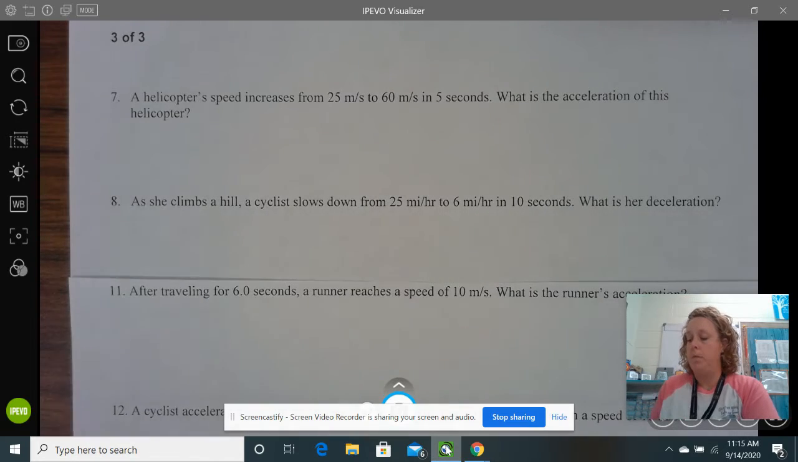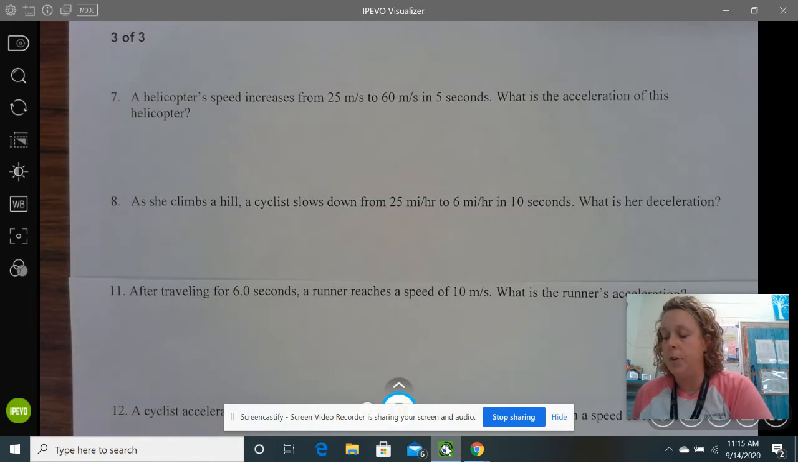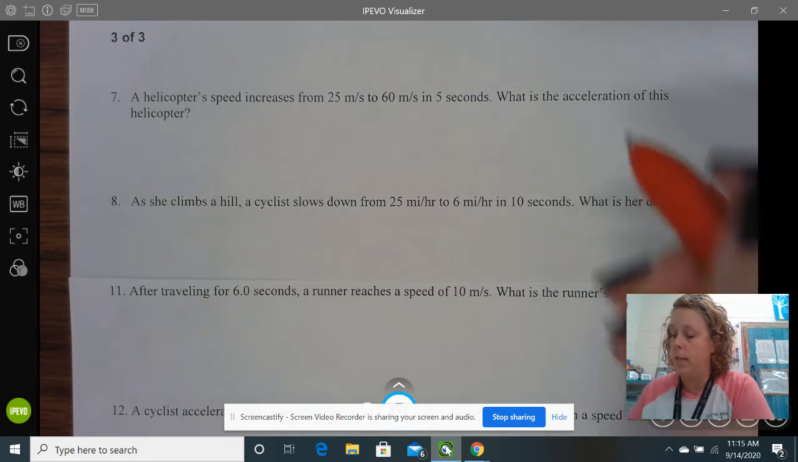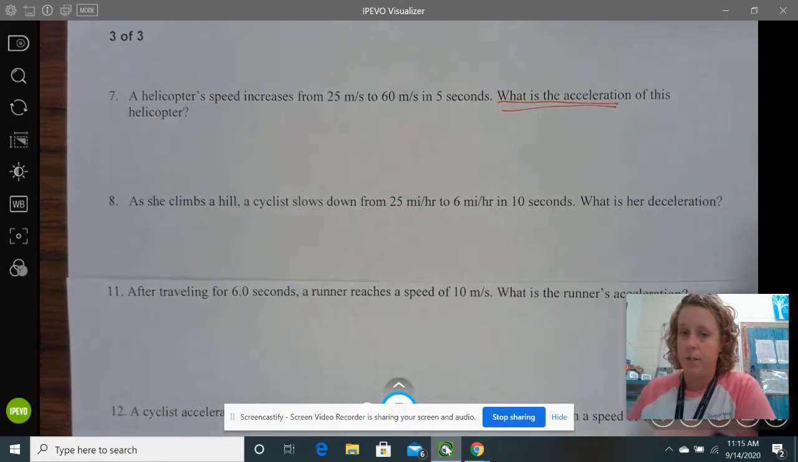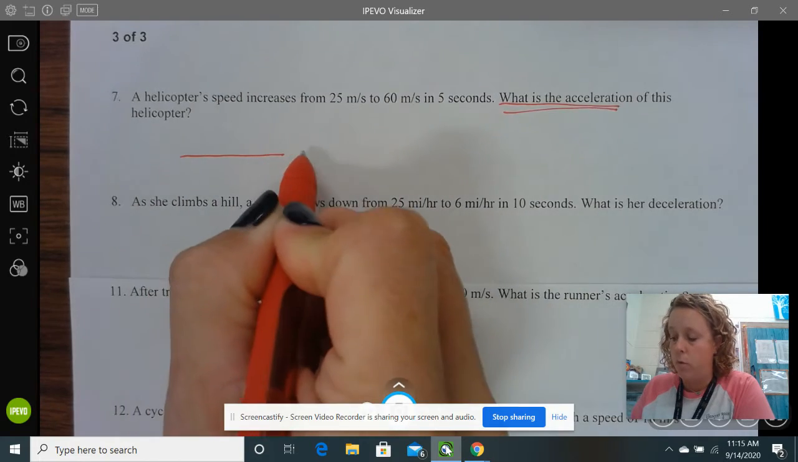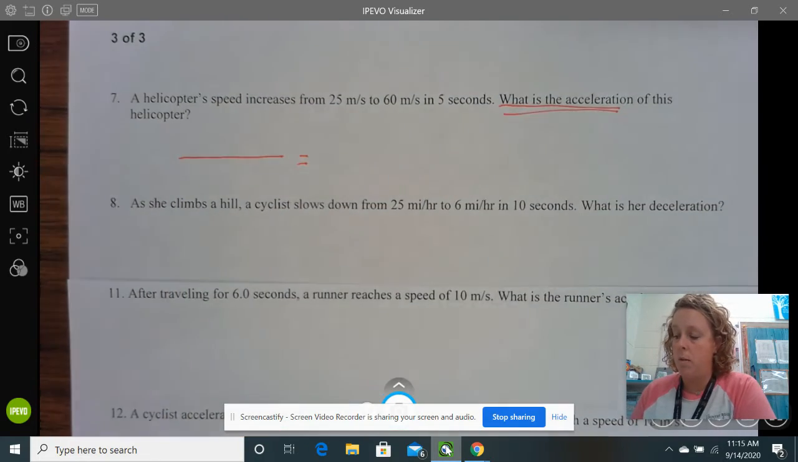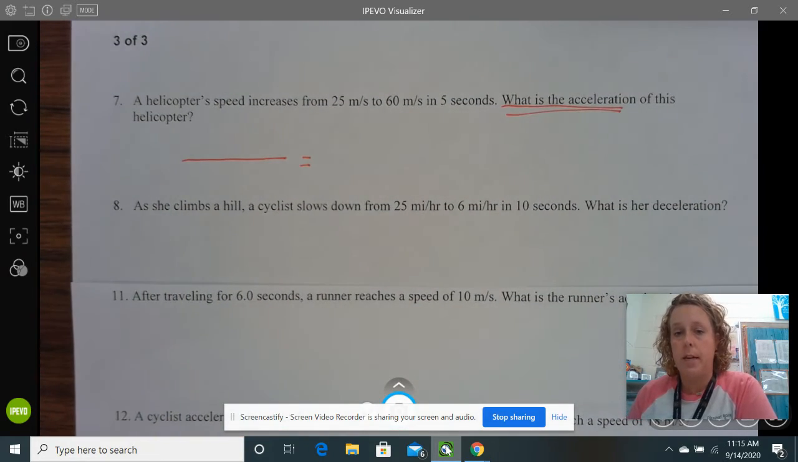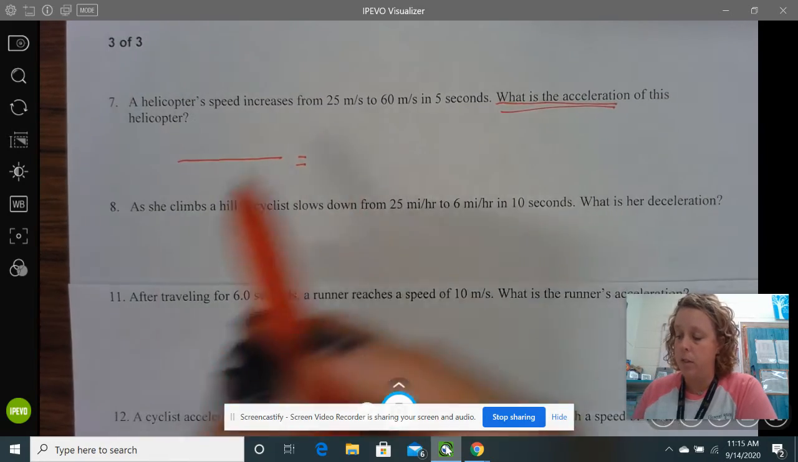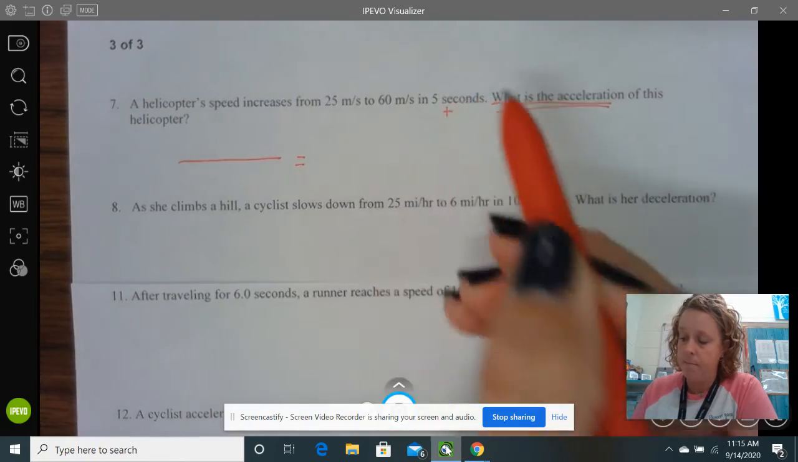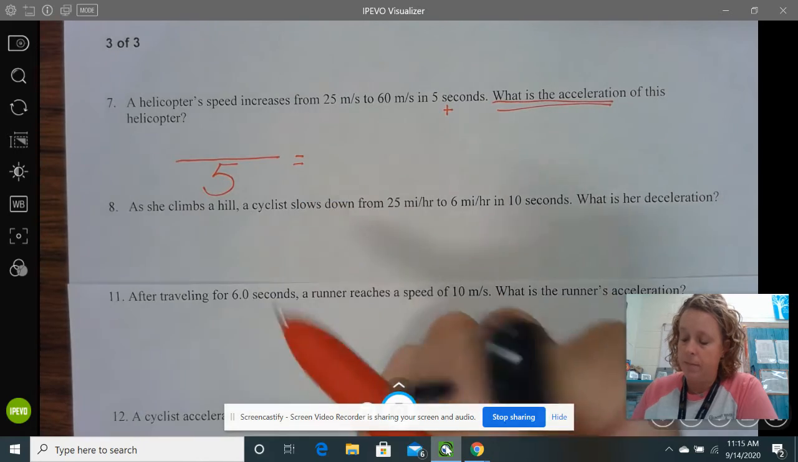So this one, a helicopter's speed increases from 25 meters per second to 60 meters per second in 5 seconds. What is the acceleration of this helicopter? So here we are looking for acceleration. Okay, so let's go ahead and get our formula set up. On the bottom, when you're looking for acceleration, that's where your time goes. And we can say that time is going to be 5 seconds.